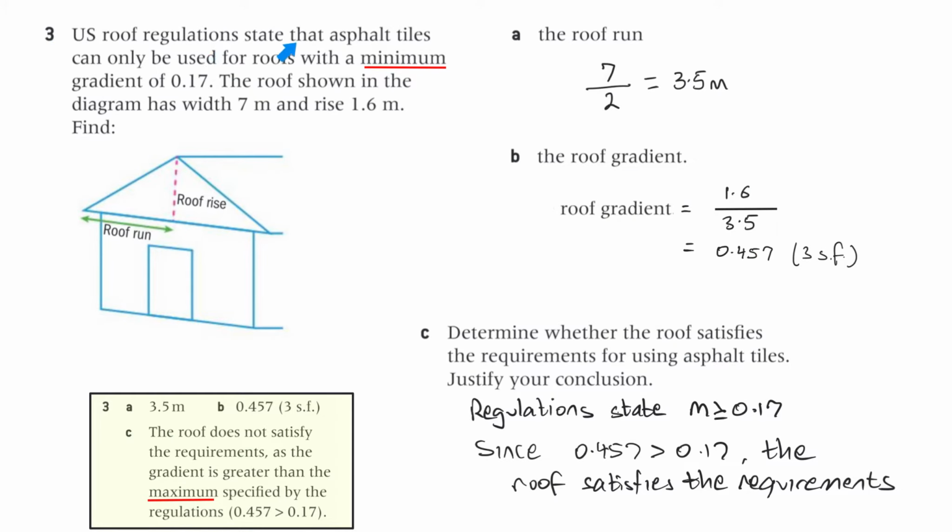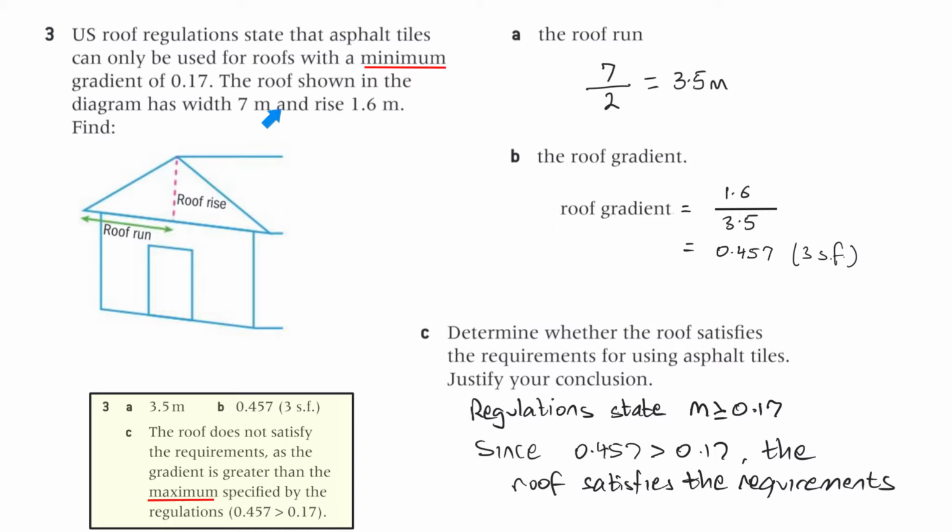Question 3: US roof regulations state that asphalt tiles can only be used for roofs with a minimum gradient of 0.17. The roof shown in the diagram has a width of 7 meters and a rise of 1.6 meters. Find A, the roof run. Well, the roof run is this over the roof run here, because we're looking at the rise over the run. So that will give us that.